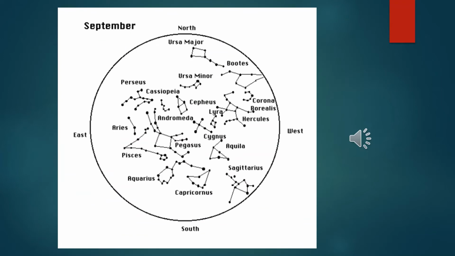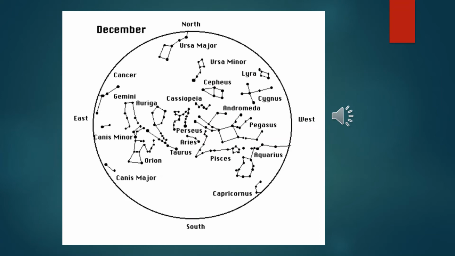When you look at the night sky during the month of September, the prominent constellation you see is Cygnus. When you look at the night sky during the month of December, the prominent constellation you see is Orion and Taurus.